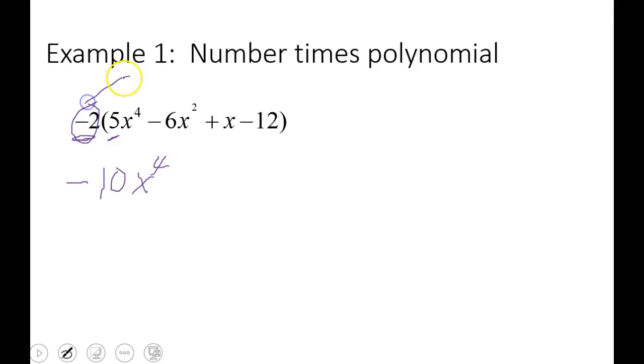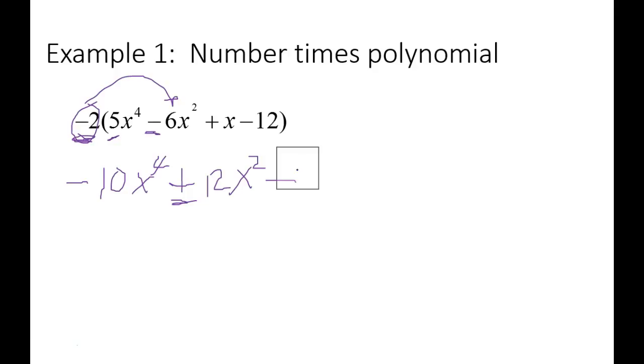Then I do the -2 times the -6x squared. So I multiply the numbers together. And then I would multiply any variables together, but there's only an x squared, so that just stays as is. But I get a positive 12 because I had a negative times a negative. I do -2 times positive 6x, and I get a -2x. -2 times -12 is a positive 24. So that is distributing the -2 through the polynomial.